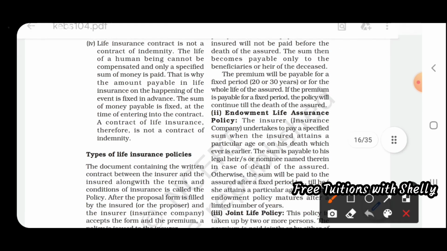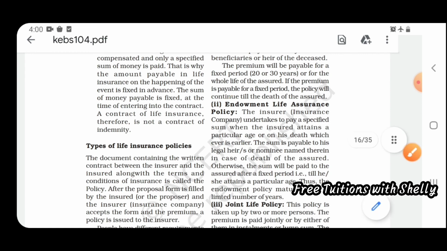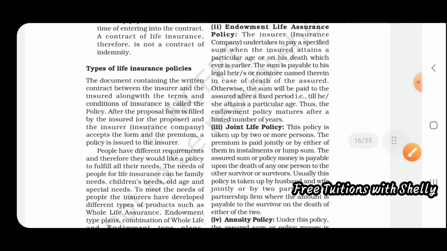Second one is endowment life assurance. The assurer undertakes to pay a specified sum when the insured attains a particular age or on his death, whichever is earlier. So here, between the age and death, whichever happens earlier, then the policy will be paid. We will get money from the insurance company.